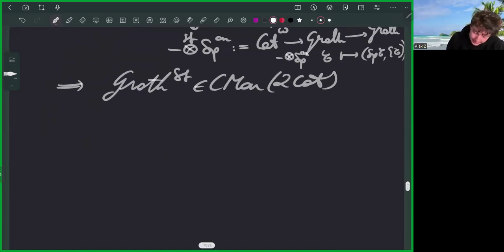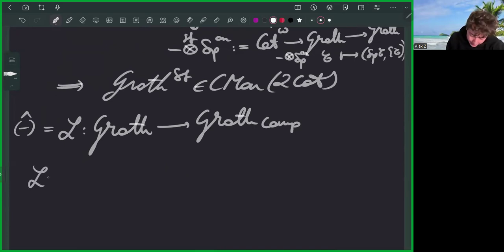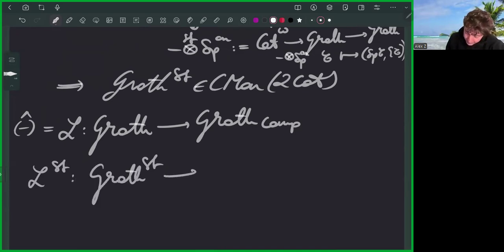And similarly, you remember the localization functors. So this was this completion functor from Groth to Groth comp. And you also remember the localization functor LST from Groth ST to Groth ST comp.